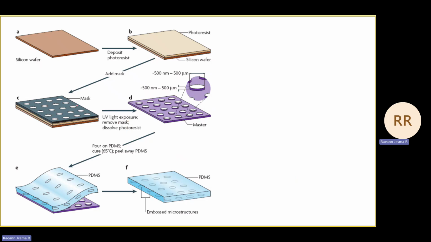Here you can see that first we have to make the master mold, means the mold structure. In this figure, they are using a silicon wafer. This is then coated with photoresist. This photoresist is optical photoresist. Then we are adding a mask. Then we will expose the pattern. In this case, we can say that this is a negative photoresist from the structure.